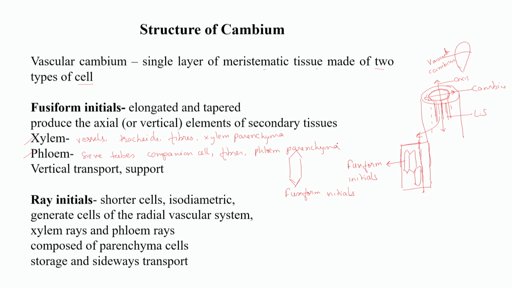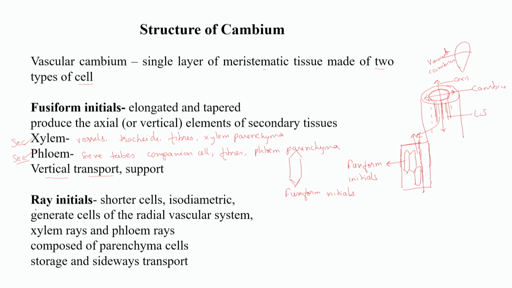These secondary tissues, secondary xylem and secondary phloem, will be utilized in the vertical transport, the vertical flow of materials. Xylem will transport water and minerals. Similarly, phloem will translocate the food which is prepared in the leaf. So it will be used in the vertical transport.